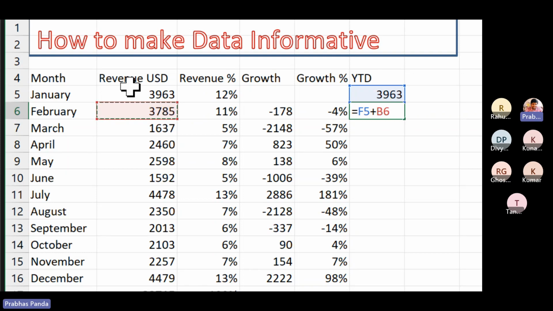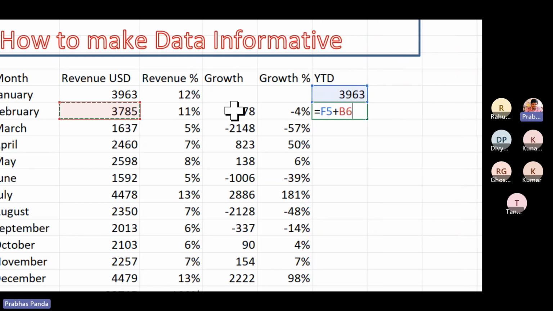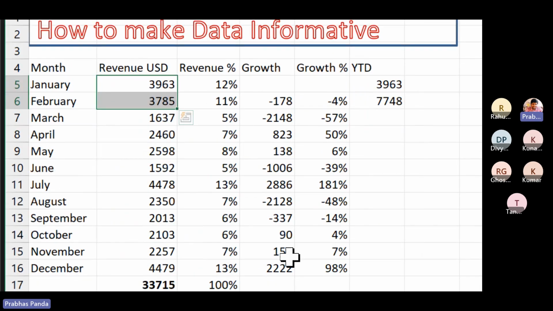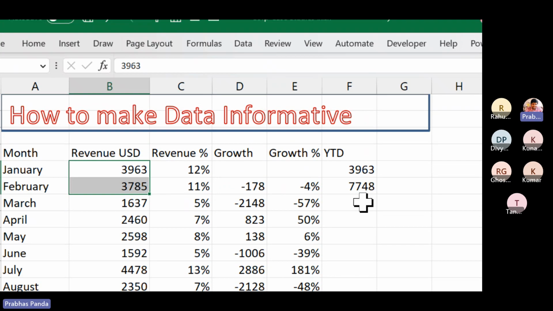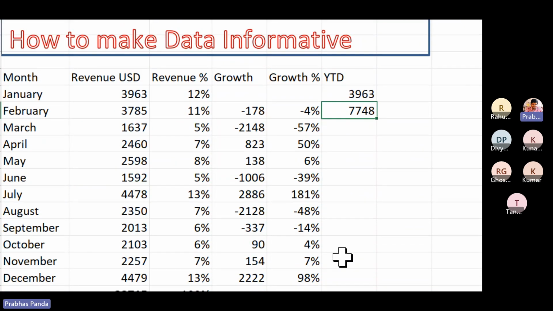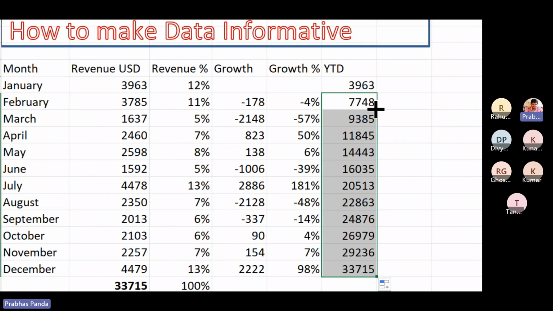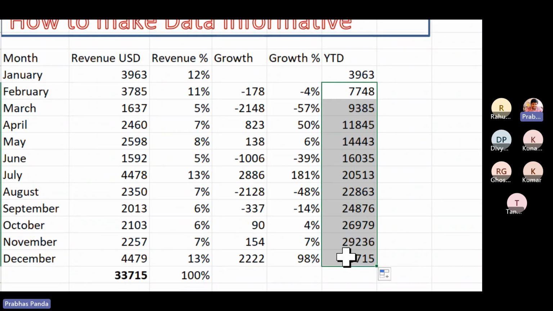You can take the value from here or from here. If you are taking from here, you have to lock it, but here we don't need to lock because the data will automatically become cumulative. Now the moment I hit enter, is it giving me the total of these two? The total is 7748, just see, 7748. Yes, so we are on the right track. Now the same formula we can apply for others, and when I double click, the formula is ready for the entire column.